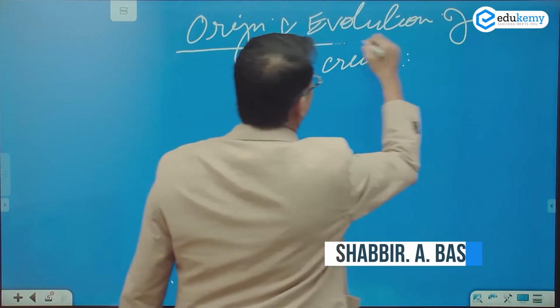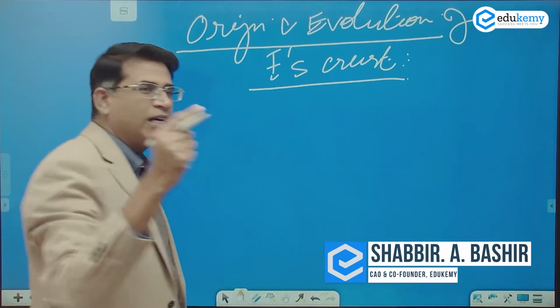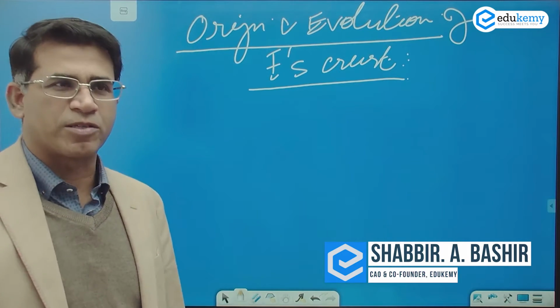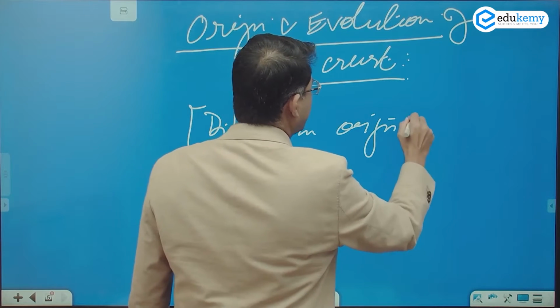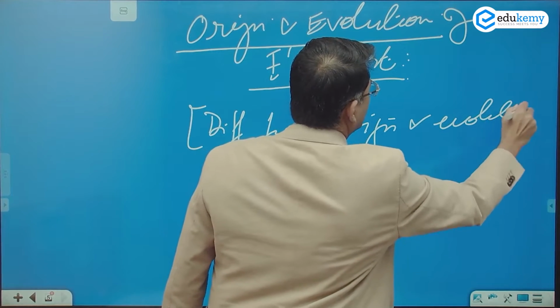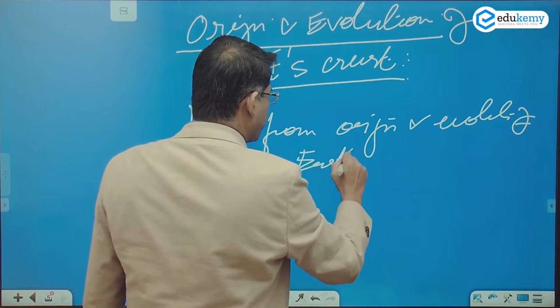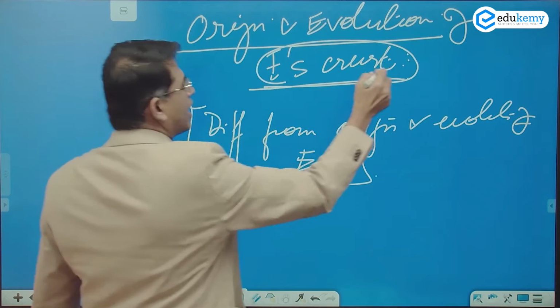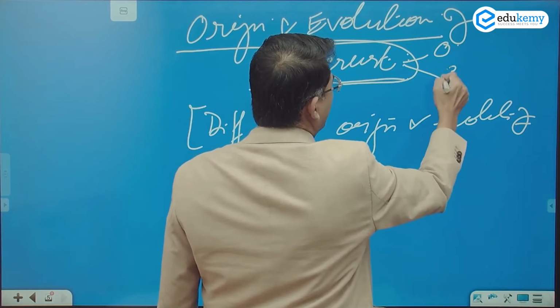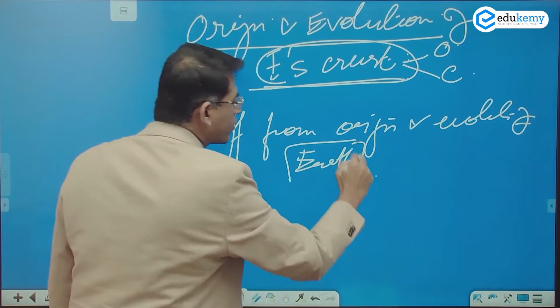Origin and evolution of Earth's crust. This is the first topic in your syllabus. Remember, this is different from origin and evolution of Earth. These are two different things. This is about the crust, as in how are the oceans formed, how are the continents formed, and this is about the Earth itself.